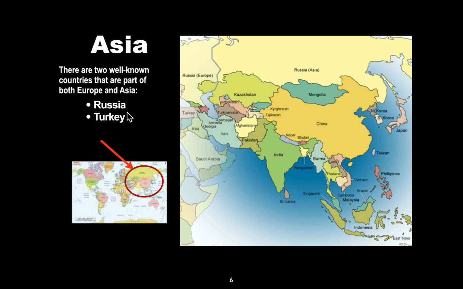Also, you can see I noted here there are two big countries that are both in Europe and Asia. There's Russia. Now, this gray line here separates Europe and Asia. But Russia is this entire big country here. It's the largest country in the world. So most of Russia is in Asia, but this small part is in Europe. You can't see it on this map, but also Turkey. Most of Turkey is in Asia, but then there's a little tiny part of Turkey in Europe.